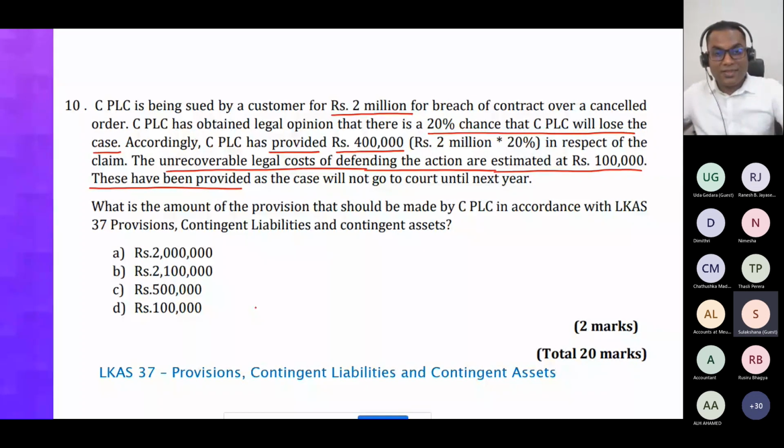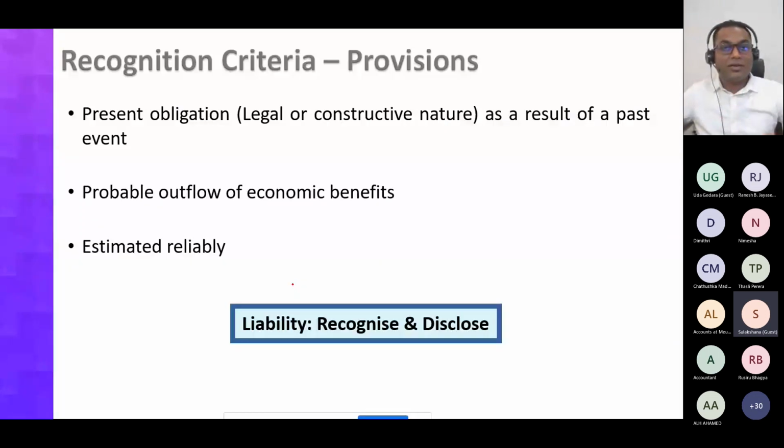Right. So just to give a heads up, for you to make a provision, 3 conditions to be satisfied. There should be a present obligation. At the moment, there's an obligation. This particular obligation can be a legal obligation or a constructive obligation. What is a legal obligation? Legal obligation means it is because of a legislation. It is because of a court order. It is because of a contract. You have an obligation. So in this case, it's a court case. So that it's a legal obligation.